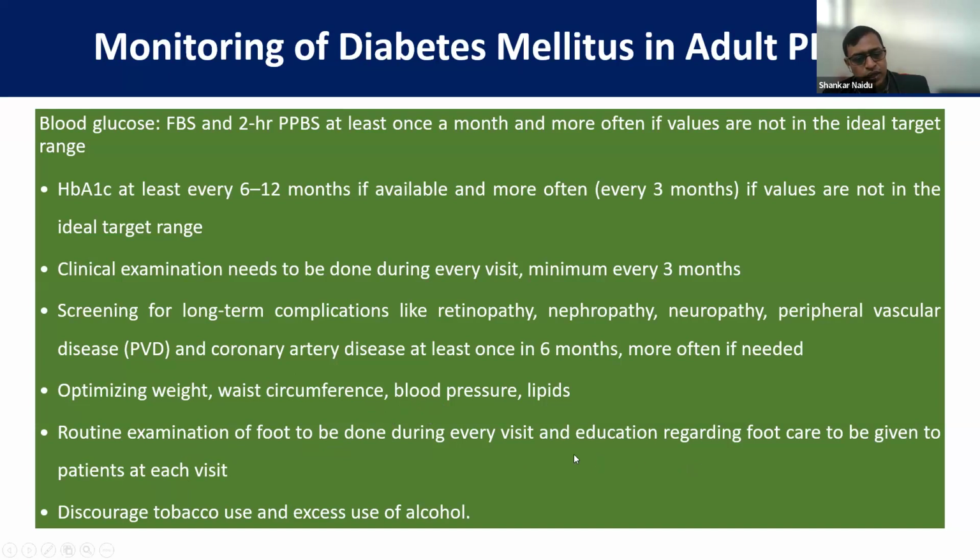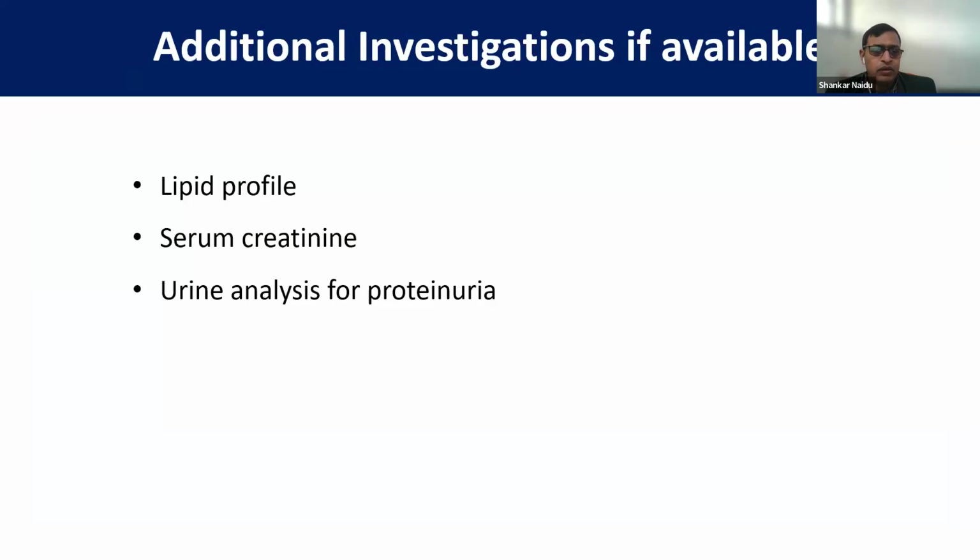And as I already said, in hypertension, we should encourage the patients for tobacco cessation and also moderating the amount of alcohol intake. So the additional investigations again would be to get the lipid profile, then serum creatinine and urine analysis to look for proteinuria as a marker of end organ damage. And also, as I've already told in hypertension, in any patient who has diabetes, we should also screen for underlying hypertension.